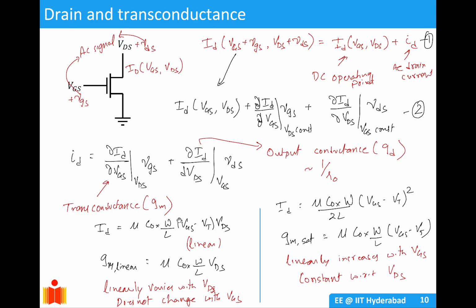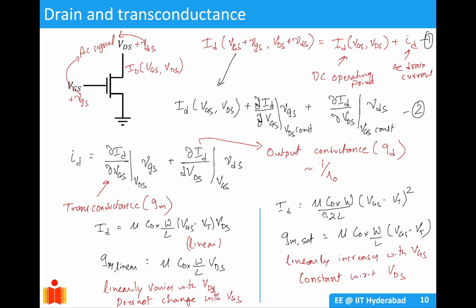Now if you put this in your equation, for the linear regime, ID equals mu Cox W by L (VGS minus VT) VDS. So if I calculate transconductance here, that is del ID by del VGS, my linear transconductance becomes mu Cox W by L into VDS. So you can see my transconductance is independent of Vg in the linear regime. It only depends on Vd.